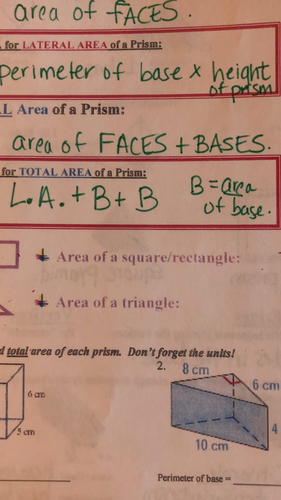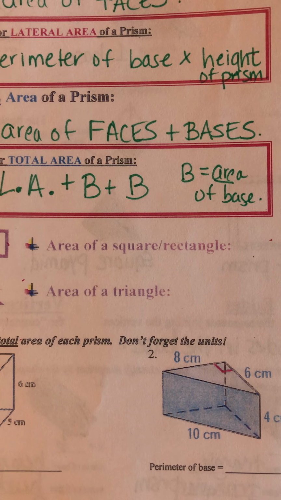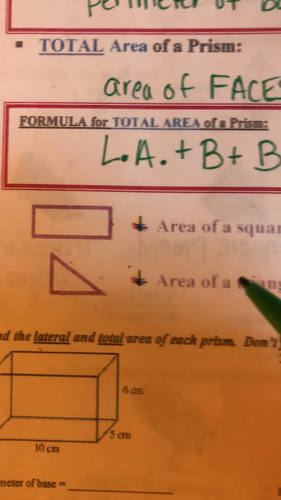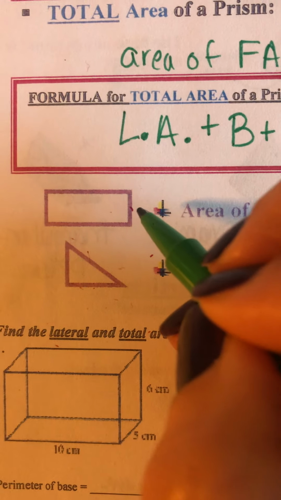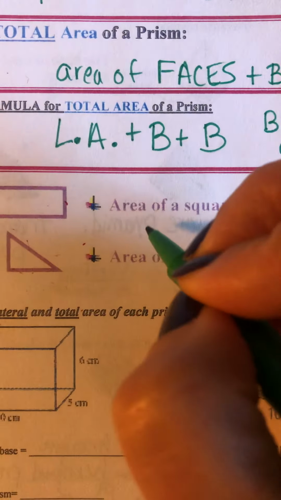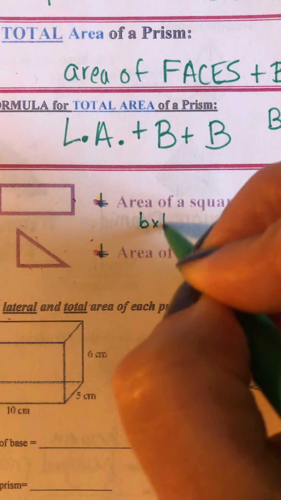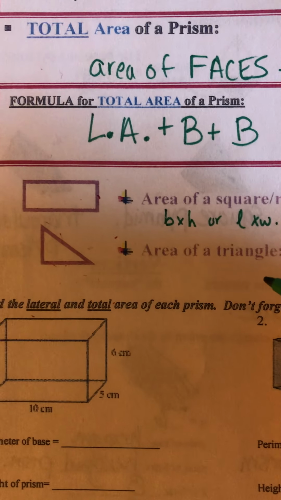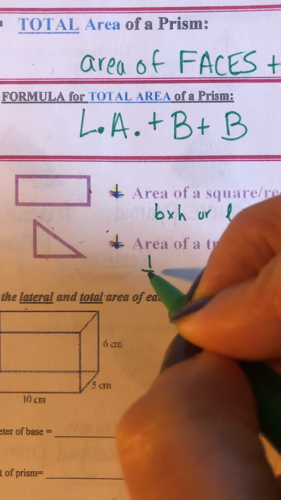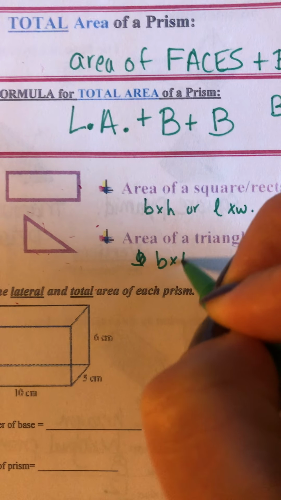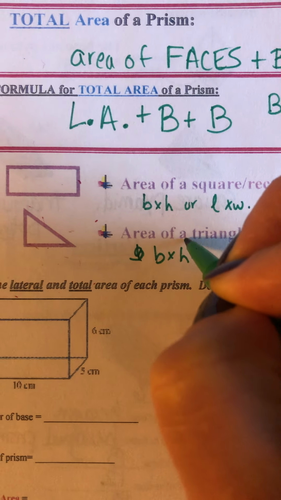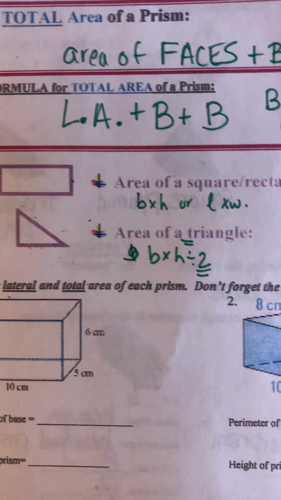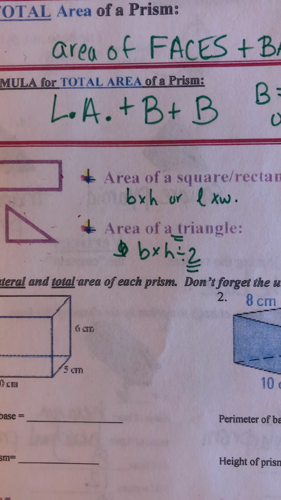People always ask, how do you find the area of the base? Well, it depends on the shape of the base. If the base is a rectangle or a square, we're going to do either base times height or length times width of that base. And if the base is a triangle, we'll do base times height divided by 2. So remember that from our last chapter, triangle we divide by 2.